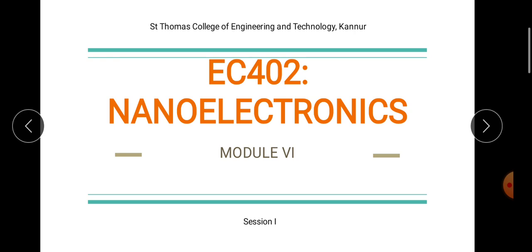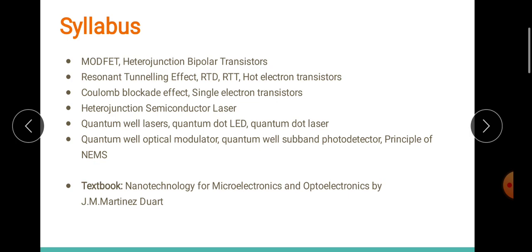We are taking all these concepts and we are thinking about designing electronic devices based on nanostructures. And in the sixth module, we shall focus on the electronic devices. Let's see what your syllabus says. So according to your syllabus, we shall be covering MODFETs, HBT, the heterojunction bipolar transistors.